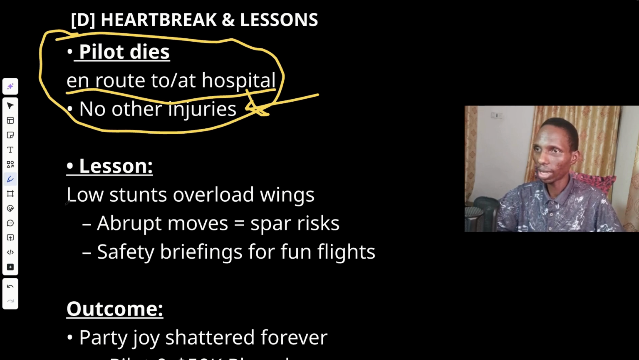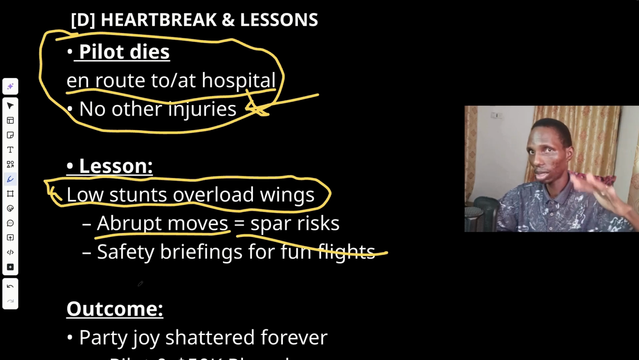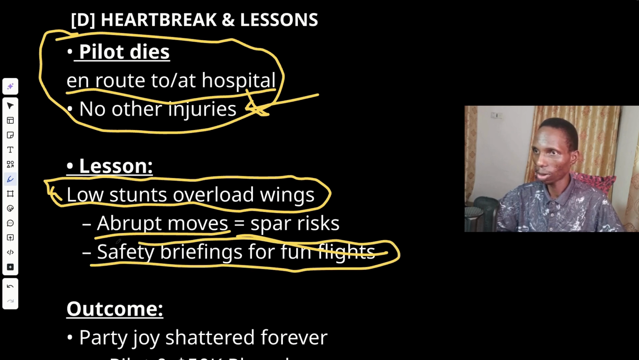So the lessons: low stunt overload wings. Like I said, based on my research, I've seen multiple issues when planes are on low flight. It increases their risk to issues like this. Abrupt moves can cause snapping of structures, especially if there have been issues with those parts of the plane before. Safety briefing for fun flights. Those flying these things need to really understand the risk of slow flight and things like that.